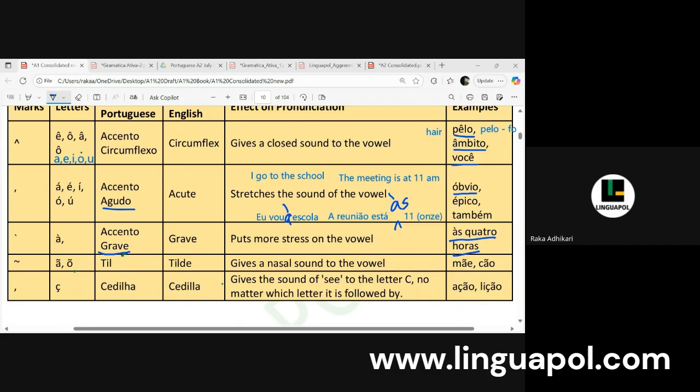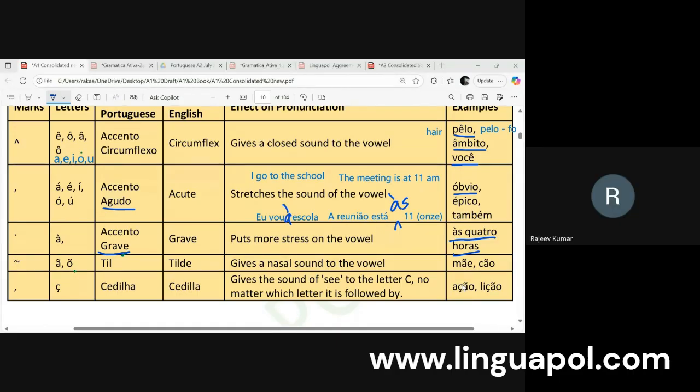ठीक है, अगर accent तो circumflexo आ जाएगा तो वहां पे हमें उसी sound को छोटा कर देना है. So instead of saying A, I will say A. You try it once. What is the default sound of the letter? First letter? No, just tell me the first letter of Portuguese language. पहला letter क्या है? A. आ. ठीक है, अब अगर इसके ऊपर accent तो circumflexo आ जाएगा तो sound क्या होगा?